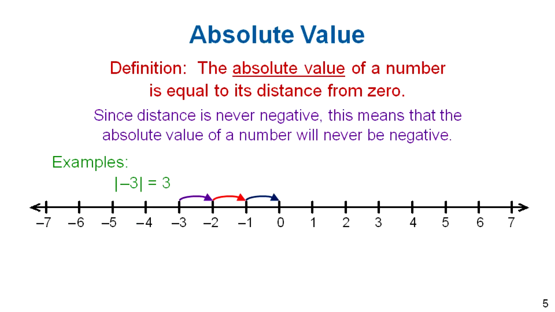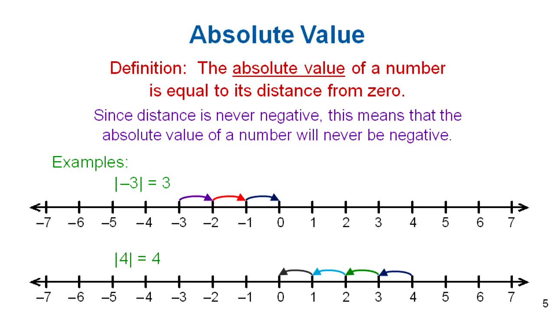The absolute value of a number is defined as the number's distance from zero. Since distance is never negative, this means that the absolute value of a number will never be negative. For instance, the absolute value of -3 is 3 because -3 is 3 spaces from zero, and the absolute value of 4 is 4 because 4 is 4 spaces away from zero.